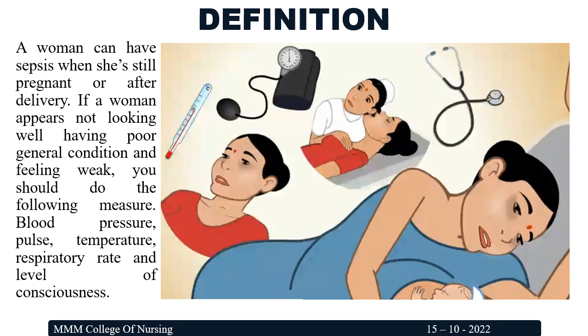So if you suspect a woman, maybe she is pregnant or she may be after delivery, if you suspect the woman is having sepsis, it means she may be looking poor, having poor general condition, she looks sick, okay, and she will feel weak and fatigued. She will not be able to do anything else, and so at that time you have to suspect sepsis for this mother, and you have to check the following things, that is the blood pressure, pulse, temperature, respiratory rate and level of consciousness.